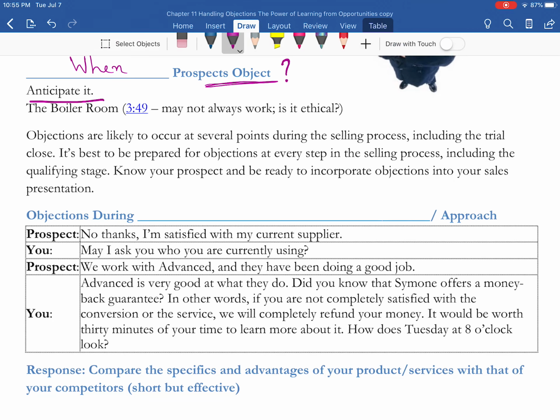Now you have to recognize one more thing, that is objections are likely to occur at several points during the sales process. You approach them, you want a meeting, they say no, that's an objection. You were presenting and one of the important people that wanted to come for the meeting could not come, and because of that they say they cannot buy from you. Now that is another type of objection. How are you going to handle each and every one of these objections? And that means it's best to be prepared for objections at every step in the selling process.